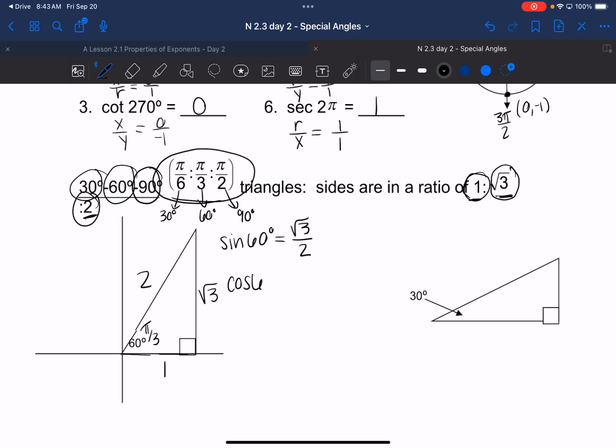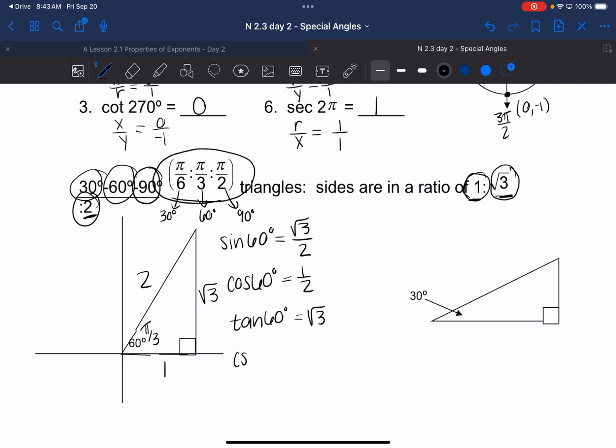Okay. Cosine of 60. This one is x over r. What's x over r? 1 over 2. Good. All right, and then we need tangent of 60 degrees. So tangent is y over x. What's that going to be? Good. Or just square root of 3. All right, and now we need the reciprocals.